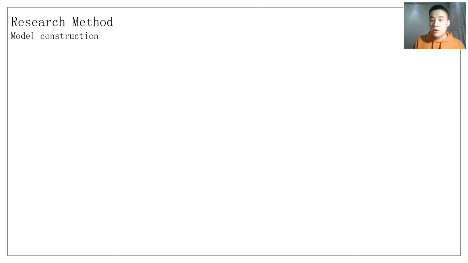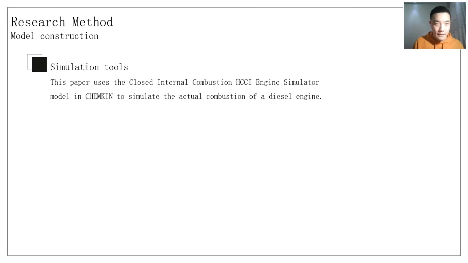Secondly, let's focus on the research methods. We first need to build a combustion model for a diesel engine. To enable simulation, we need to use a suitable simulation tool. The simulation tool I used is the closed internal combustion HCCI engine simulator model in CHEMKIN to simulate the actual combustion of the engine.